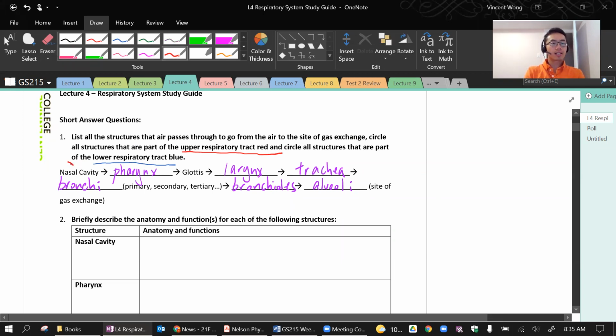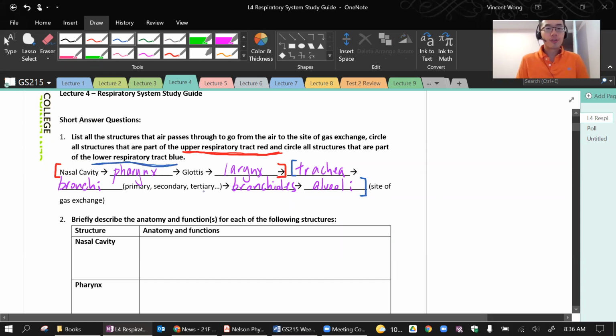Yes, the nasal cavity is upper, and then all the way to where? Right before the trachea. That's right. So the nasal cavity, pharynx, glottis, and larynx are all part of the upper respiratory tract. Starting at the trachea all the way in, that's going to be your lower respiratory tract.